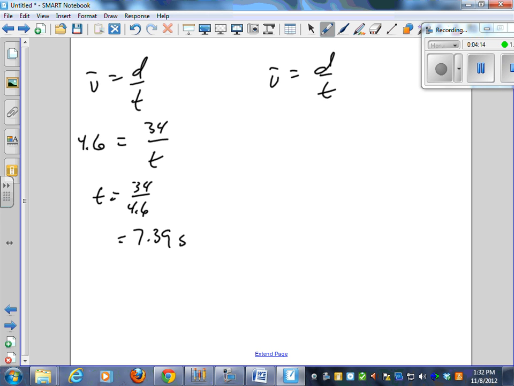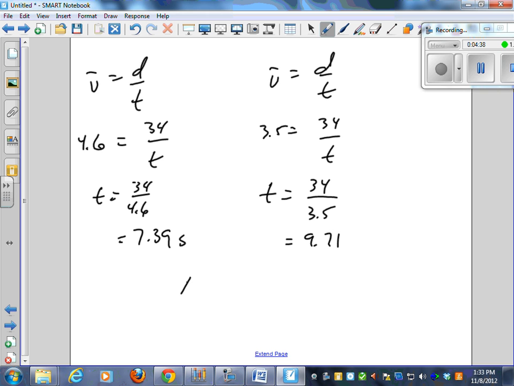We're going to do the same thing for ant number 2. Ant number 2 is running at 3.5. Same distance, same process. 34 divided by 3.5. 9 point what? 9.71. So what's the difference in times?